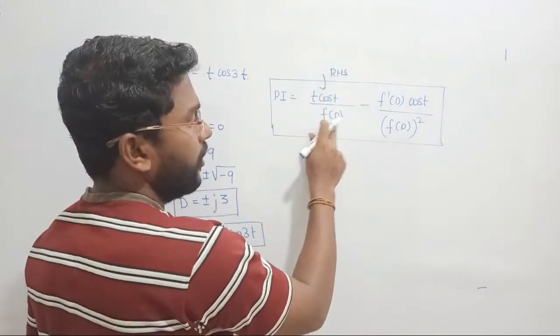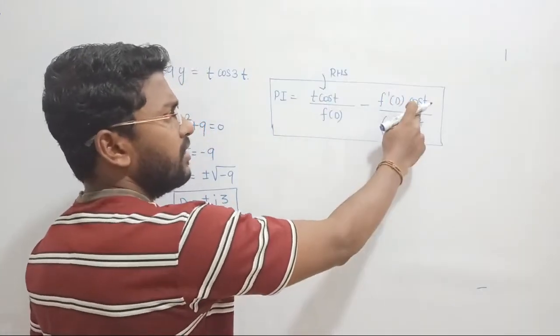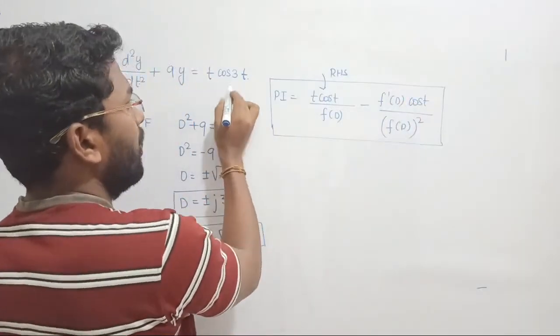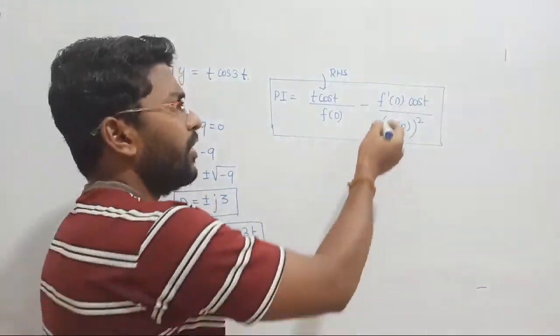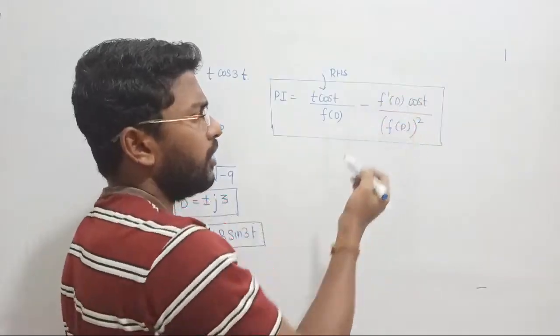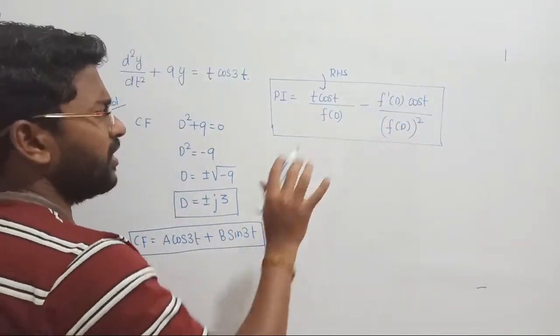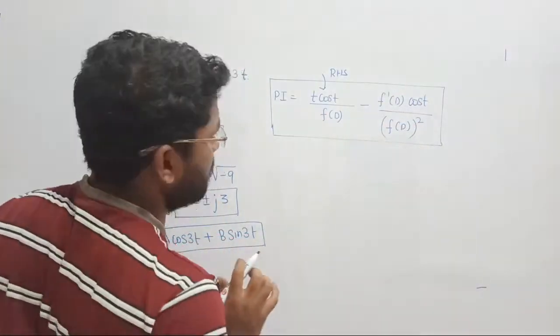RHS upon f of d minus, here also we are going to consider RHS only. Without the polynomial, we have to consider only the trigonometric function, that is our cosine function, because we are doing differentiation: f dash of d upon f of d whole square. Some other proofs are there, not required, just remember this procedure, that is enough.